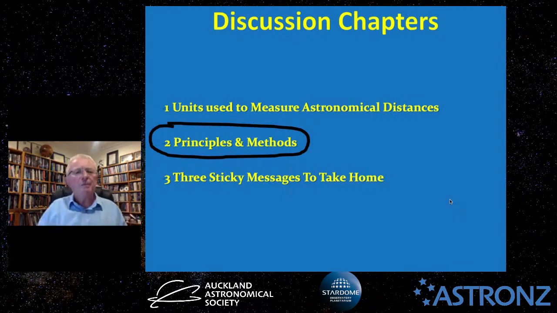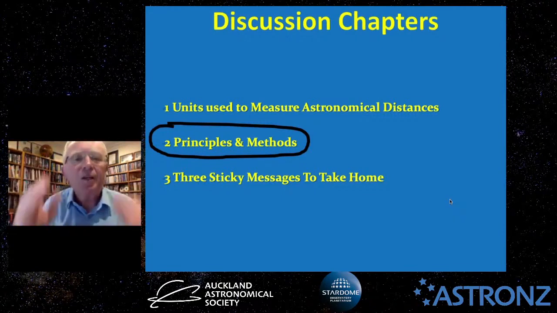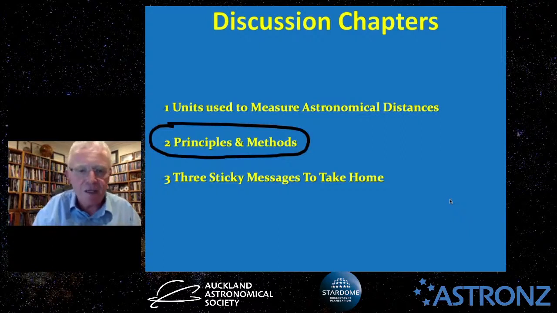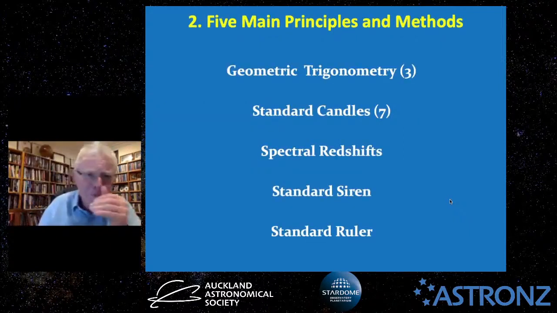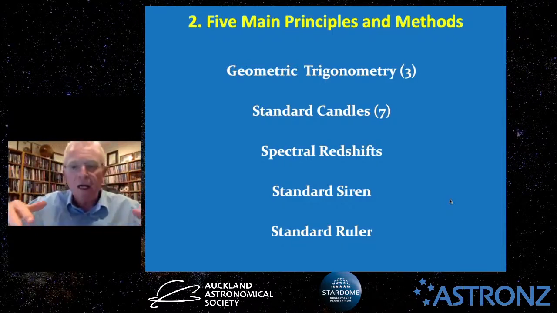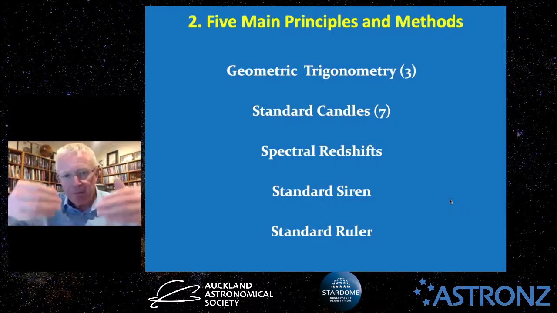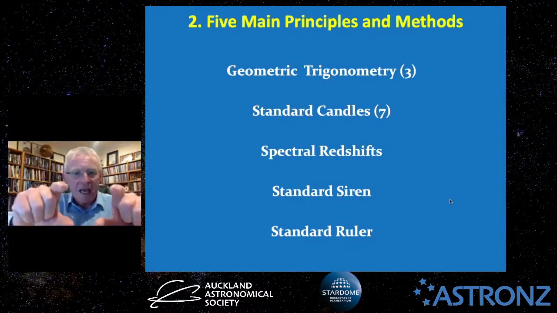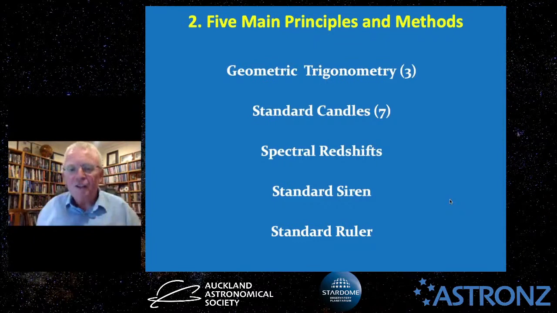Okay, so let's move on to the second chapter, the principles and methods that astronomers use to measure these big distances across space. There are 5 main principles and methods which we're going to have a look at. First, trigonometry. God, remember that? That was 5th form at school, Year 11, I think, these days. I'm going to give 3 examples of using trigonometry. Standard candles, I'm going to give 7 examples of that. Spectral redshifts. Those 3 are probably the main big ones. But there are also 2 relatively new things on the block, a standard siren and a standard ruler, and we're going to talk about them as well.